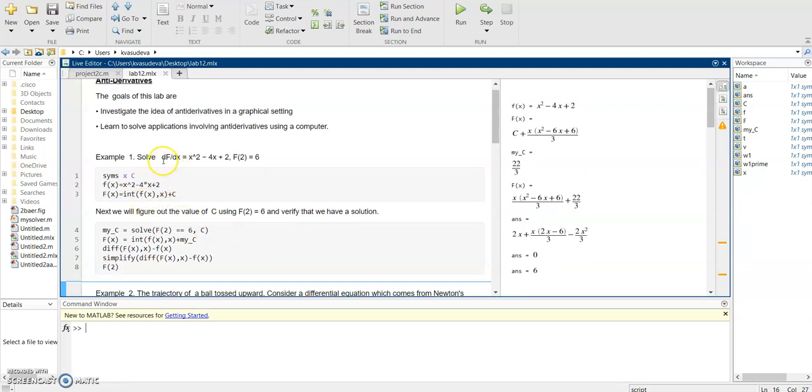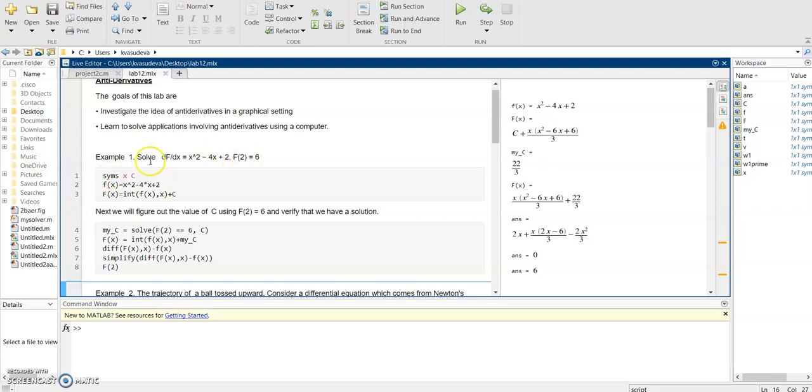Now let's say df over dx is the derivative, right? So f is a function, and if I take a derivative of that function with respect to x, that is what I have. And f of 2 is equal to 6. Why do we need this condition? You will know in a minute.